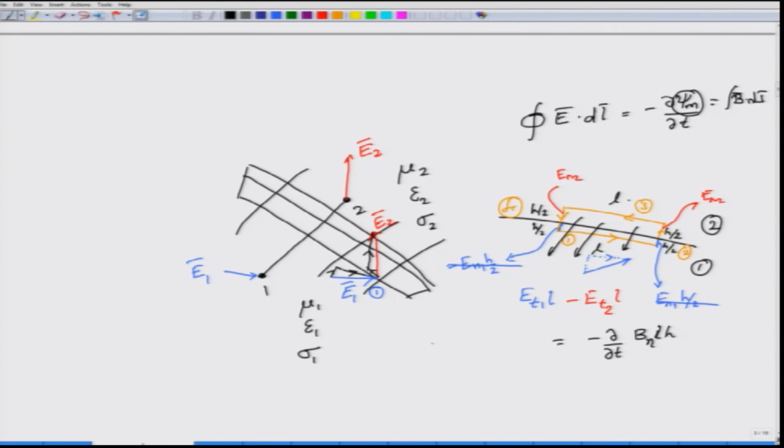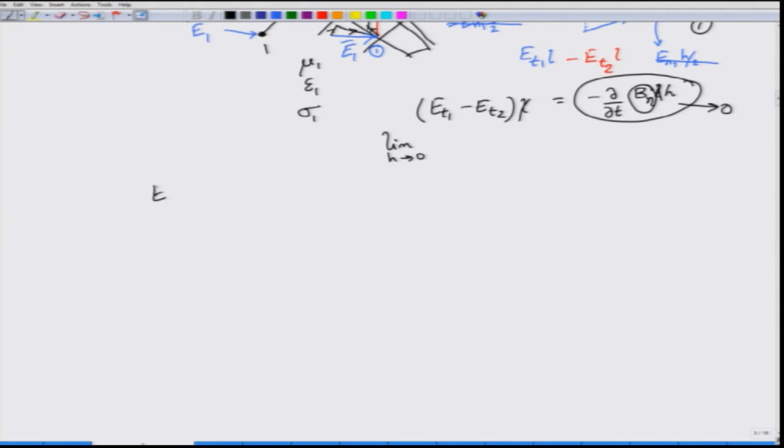Now, you look at the left hand side and the right hand side. So, you have ET1 minus ET2 into L is equal to this one, L cancels on both sides. Now, what we do is we reduce the height of this loop, we take the limit of h going to 0, and because Bn has to be finite, it is a field quantity which has to be finite, this entire right hand side goes to 0, and what you end up with is ET1 equal to ET2 across any two regions.